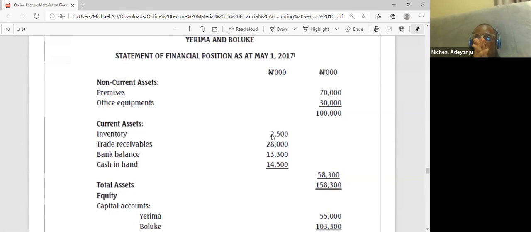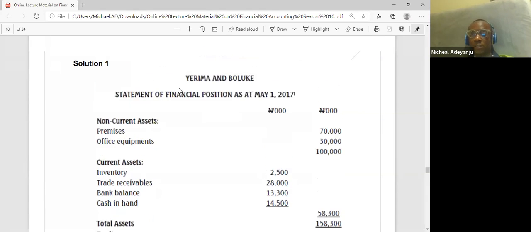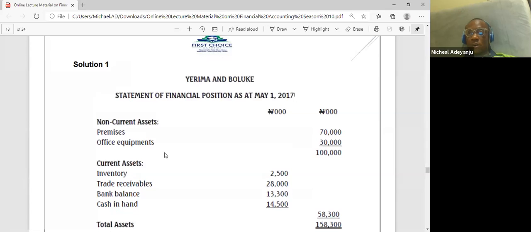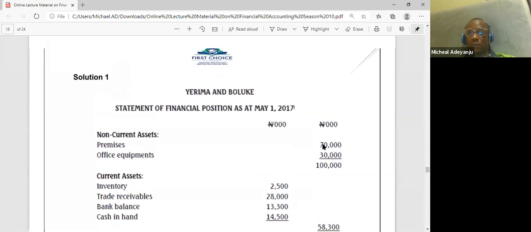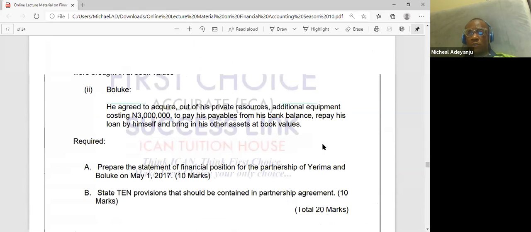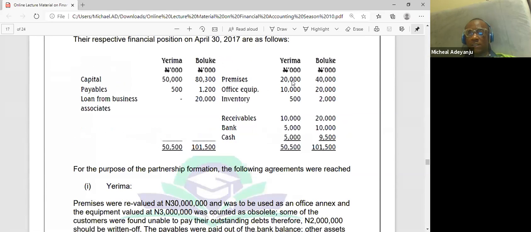So we have premises to be 70,000 there, office equipment to be... This is our solution anyway. Our office equipment to be 30,000 naira. But what did they do? How did they get this figure? Because from our question, if you look at it, how much is our premises? 20,000. We have 40,000 as our premises for Buluke.